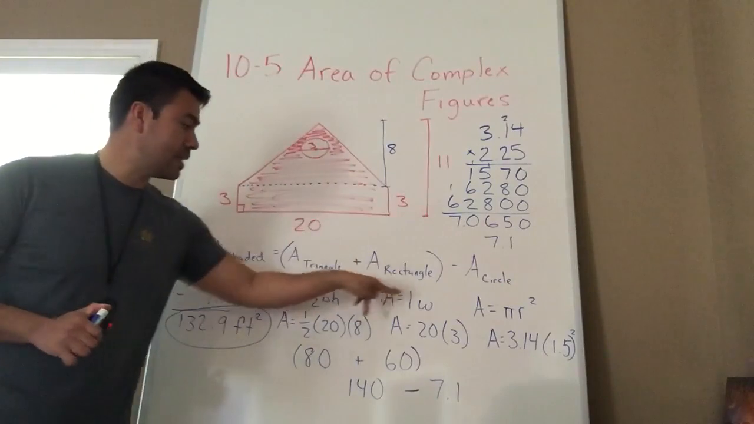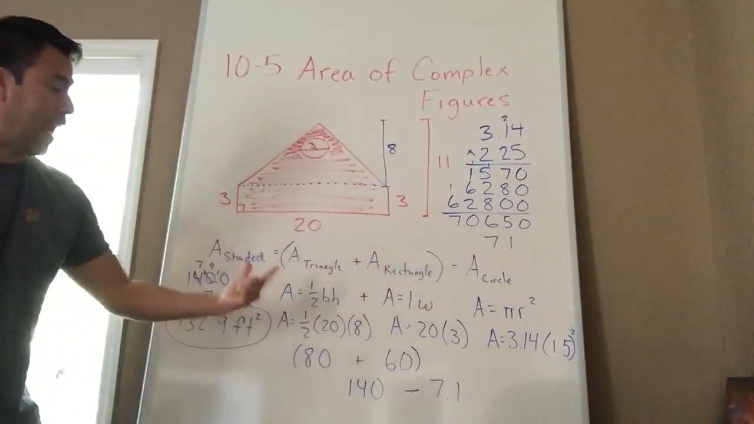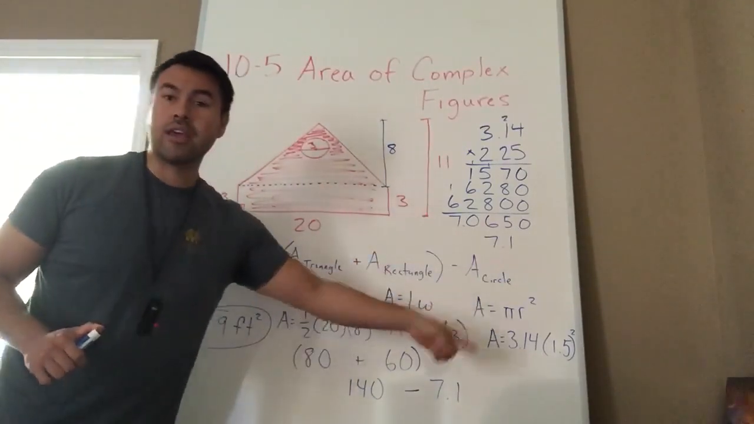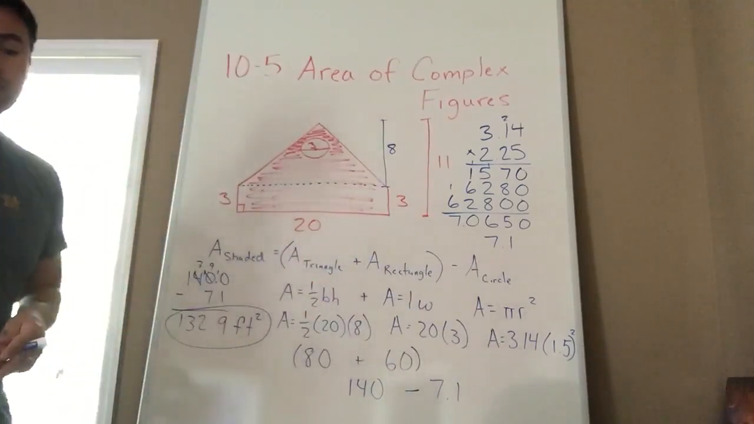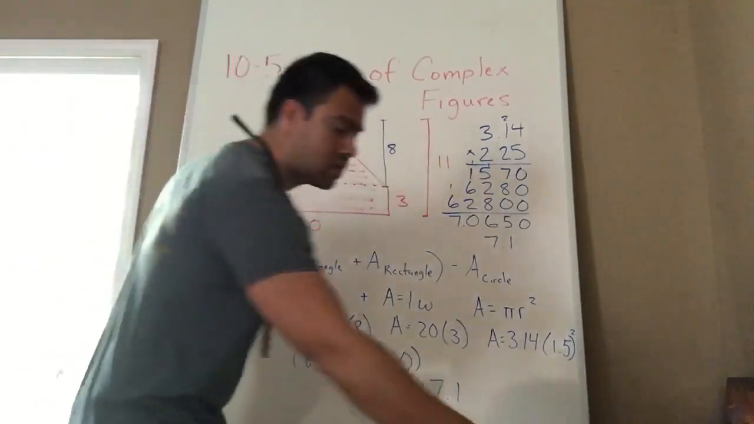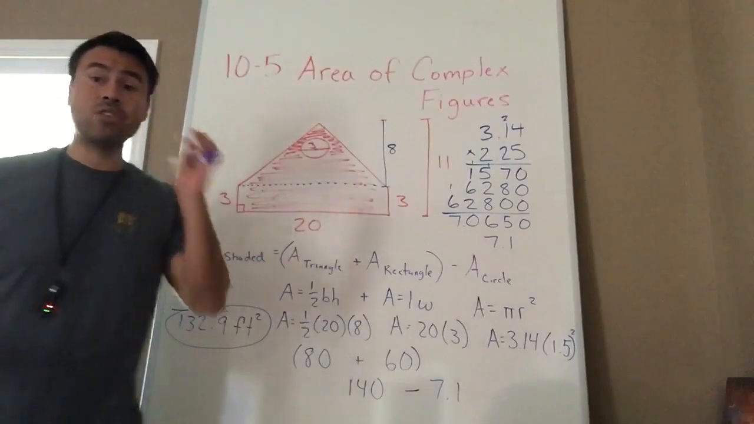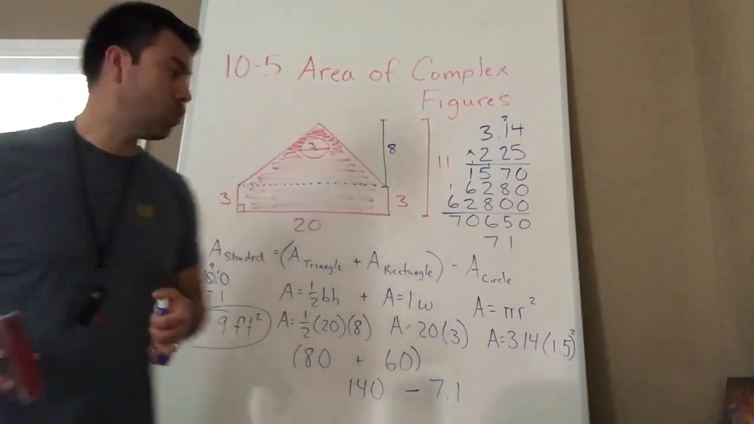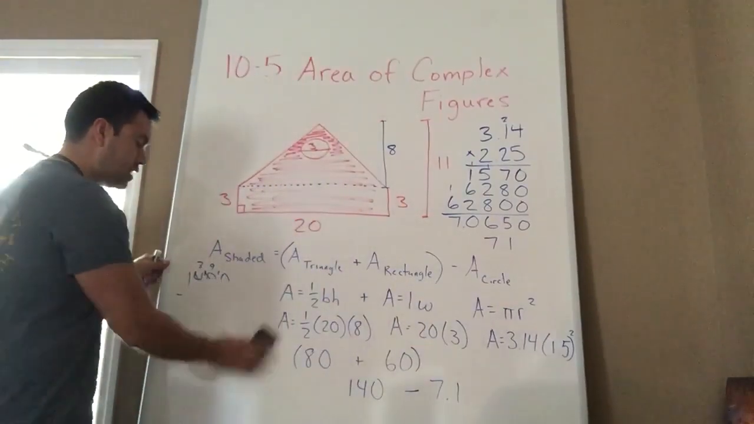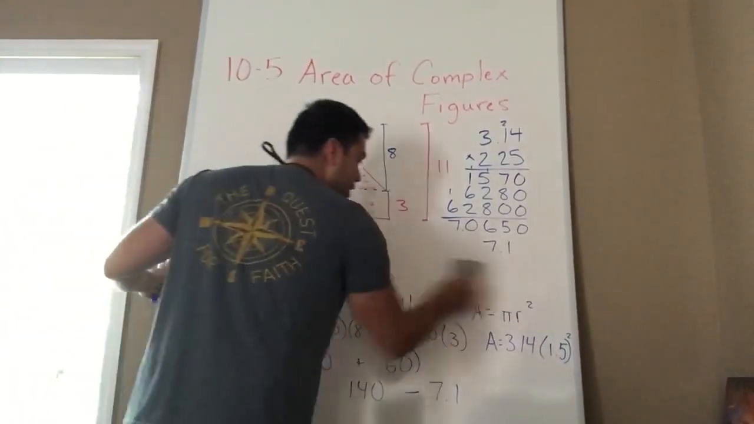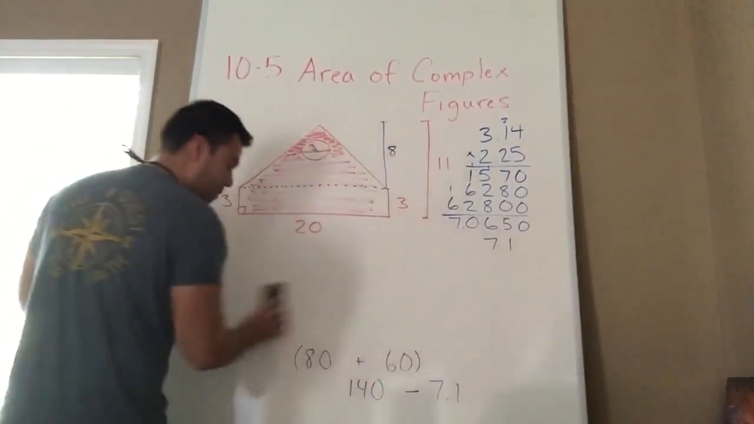All right, that's a big problem, right? You had to find 3 separate areas. You had to add 2 of them and subtract the third, but that's how you find the area of these complex figures. You have to break it down into its parts. And that's one example. Now, I'm not giving you a ton of problems here, but I do want you to be ready to do these complex figures. Okay, now I'm going to go to the next example.